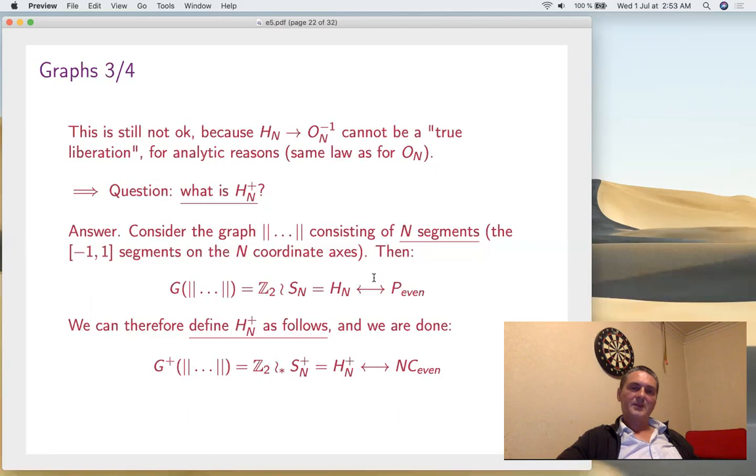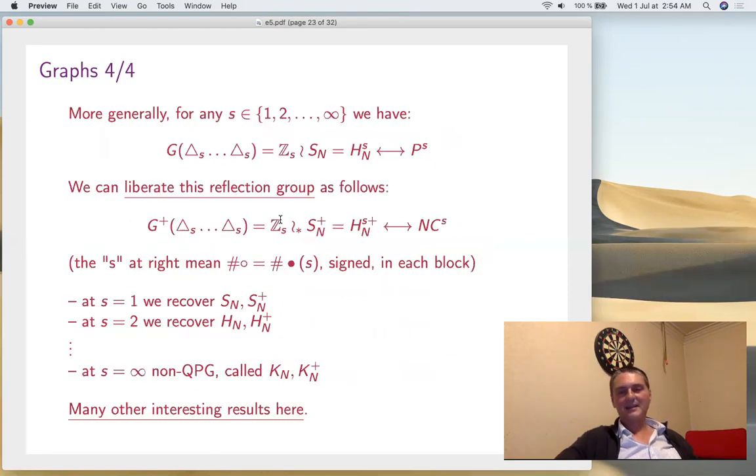Well, now we have Sn, Sn plus, Hn plus. Let's go for more general reflection groups now. There's a whole story here. There is a series with 2 parameters. So just add the parameter S, which at 1 is the symmetric group, and at 2 is the hyperoctahedral group.